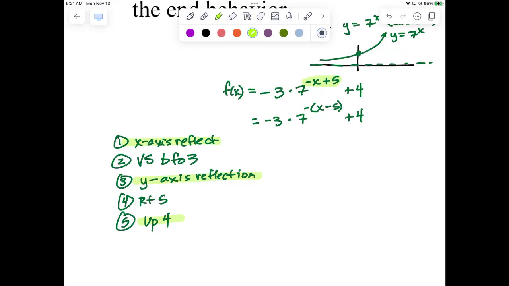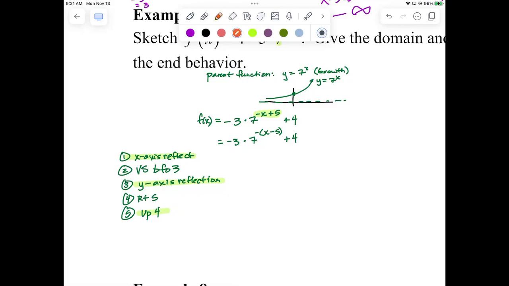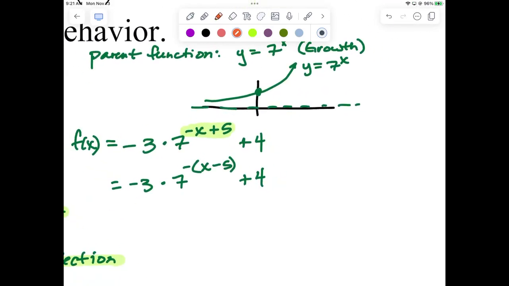The reflections are important because they change the orientation, right? And then the vertical shift is also important because that changes the location of the horizontal asymptote. So let's think about what that's going to look like. The x-axis reflection is going to take 7 to the x, and it's going to make it look like that. Now if I take that red graph and I reflect it across the y-axis, it's going to make it look like this.